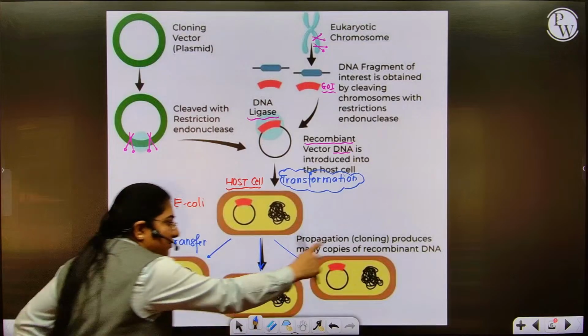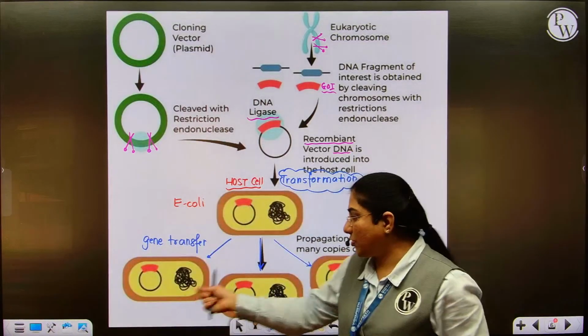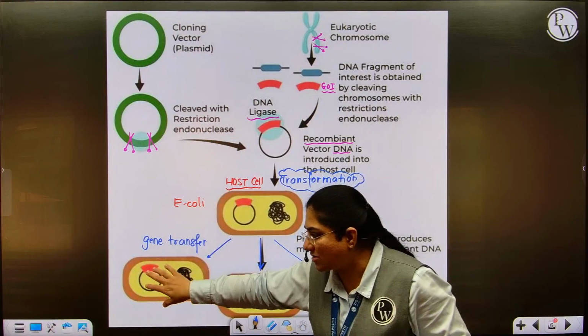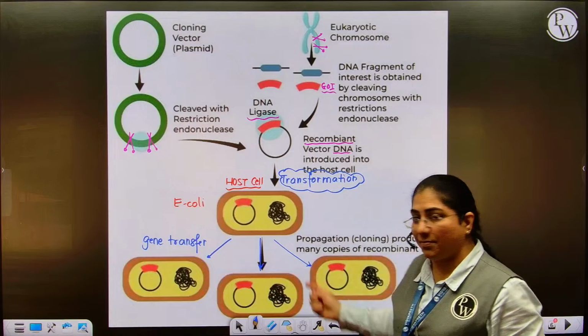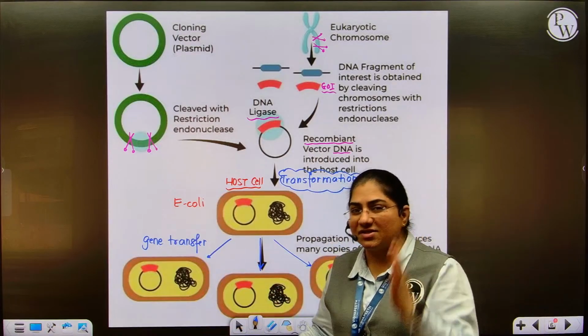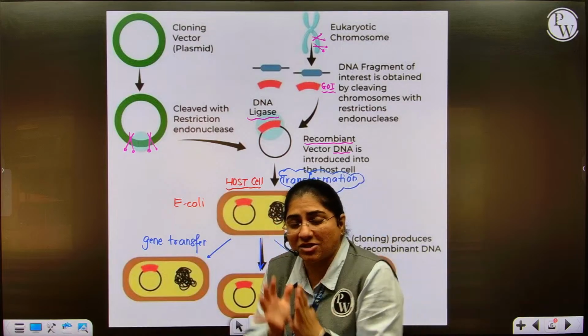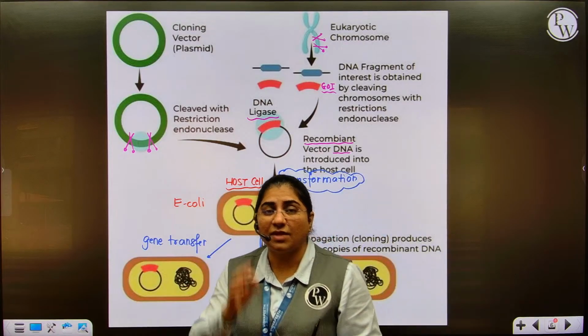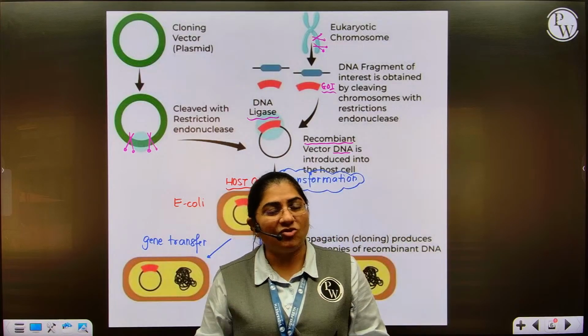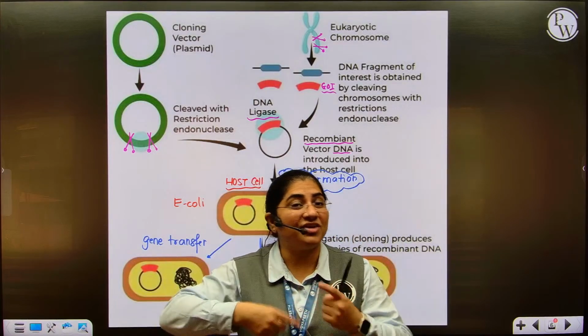Now, in each of these daughter E. coli or the progeny E. coli, our gene of interest in the form of plasmid or recombinant DNA will start to replicate, will start to produce our desired product, that is insulin, and in a short span of time. Why a short span of time? Because you are well aware from your botany chapter that E. coli or bacteria will replicate every 20 minutes.